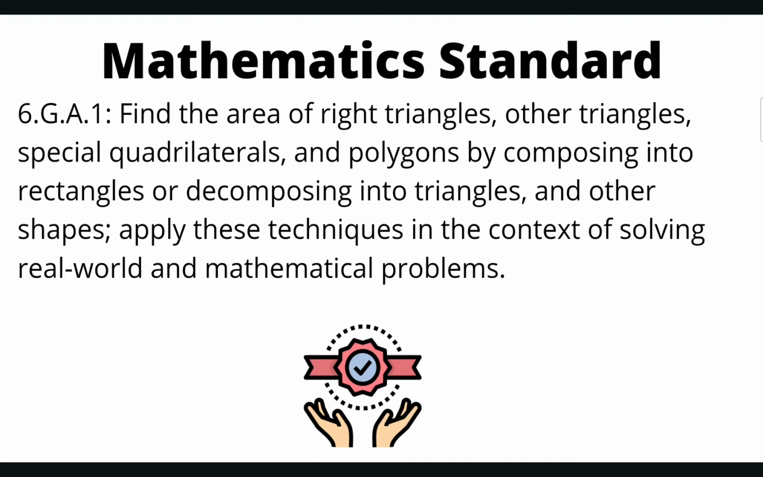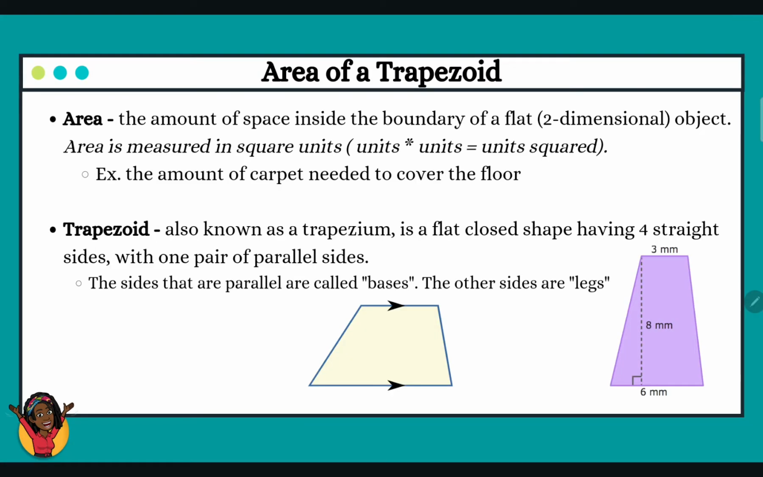6.G.A.1. Find the area of right triangles, other triangles, special quadrilaterals, and polygons by composing into rectangles or decomposing into triangles and other shapes. Apply these techniques in the context of solving real-world and mathematical problems. So let's start calculating the area of a trapezoid.